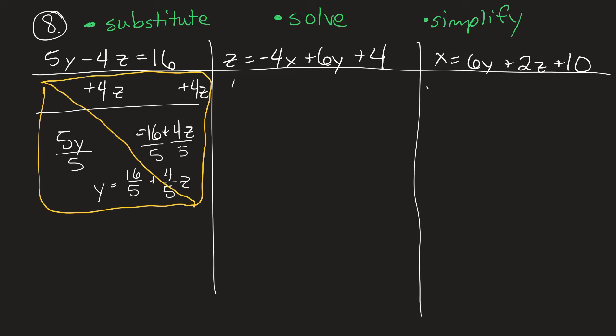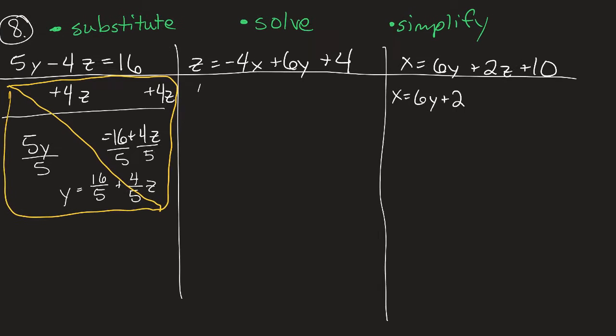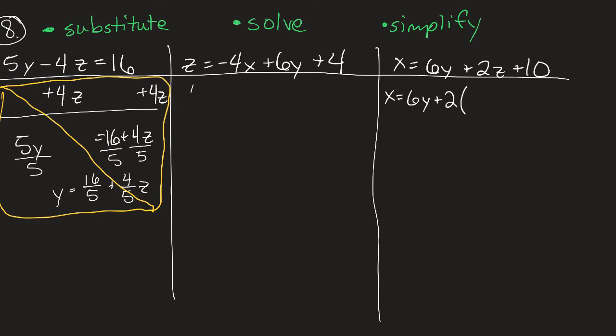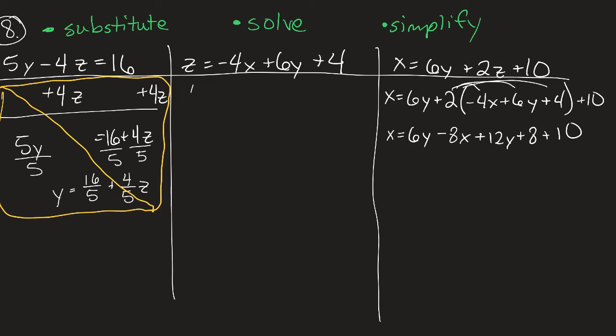So we've got x is equal to 6y plus 2, and I need to scoot my screen over, times, and then we have negative 4x plus 6y plus 4, and then we have to finish writing the equation plus 10. So we have x is equal to 6y, and then we're going to distribute this too. So we have negative 8x plus 12y plus 8 plus 10. Then we're going to simplify these.